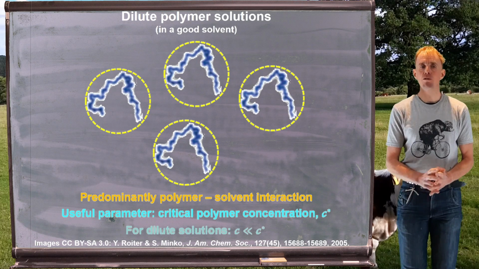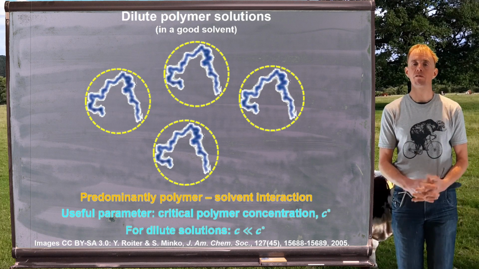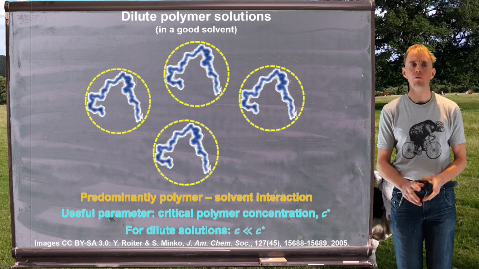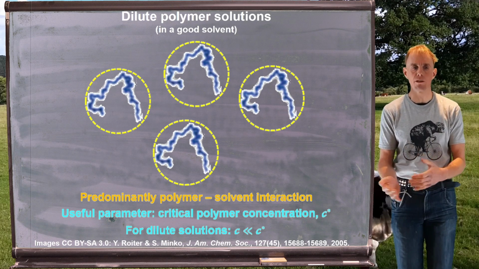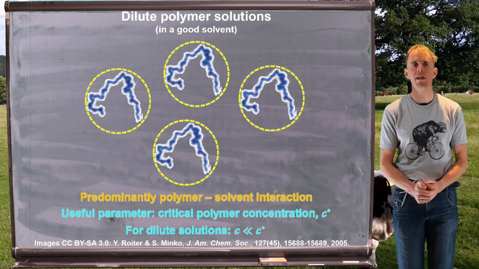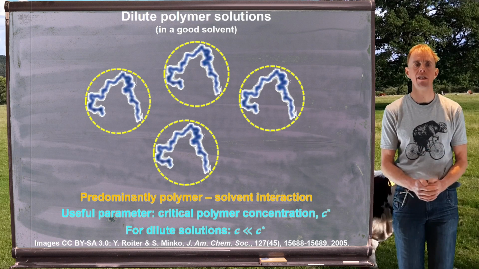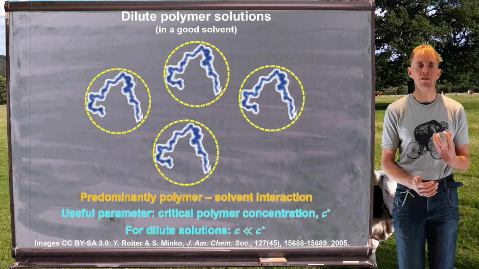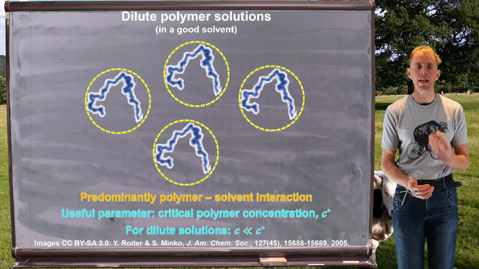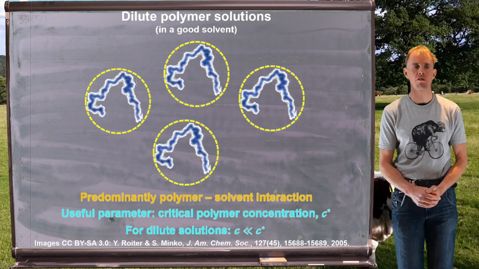Now, there's a very useful parameter, C star, the critical polymer concentration, that we can use to demarcate whether we're a dilute solution or something else. We're going to discuss how we estimate and calculate C star later on in this lesson, but for now, dilute solutions are where the concentration of polymer is a lot less than this critical polymer concentration C star.